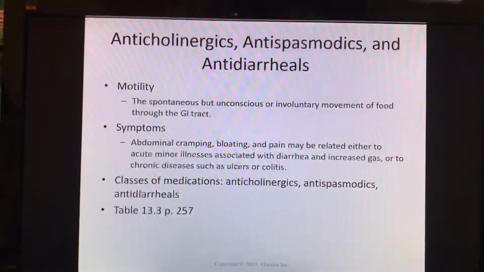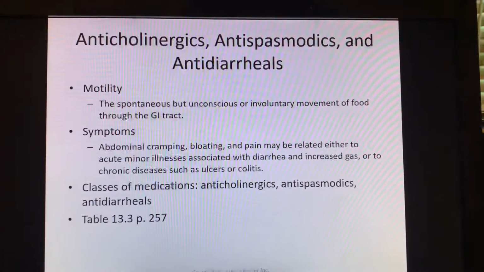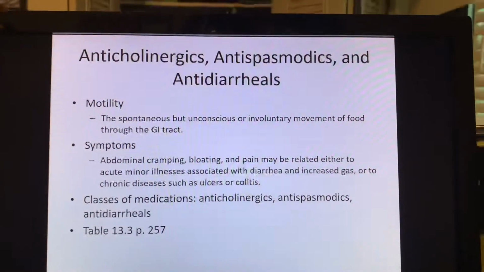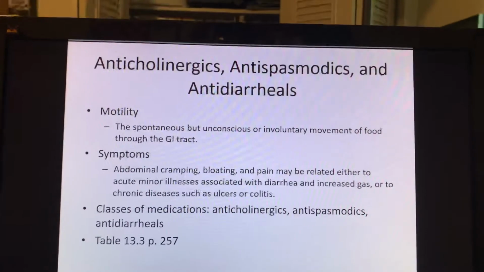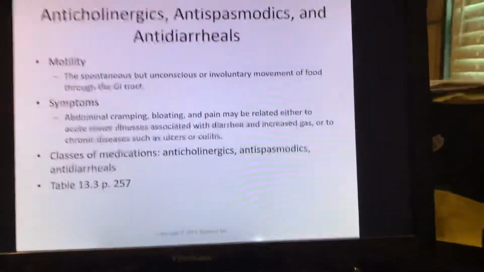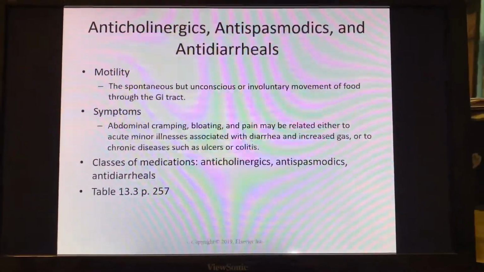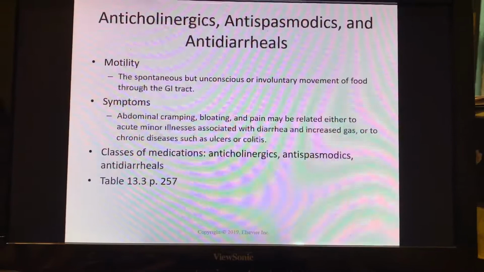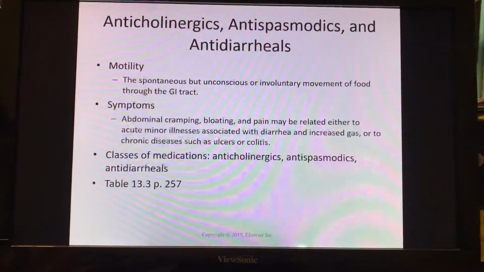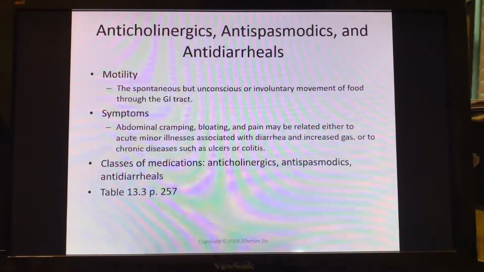So motility refers to the spontaneous but unconscious or involuntary movement of food through the GI tract. Luckily, we don't have to think about it. We just eat and our bodies do the rest. However, it can go too slow, it can go too fast. And when that happens, increased motility can lead to cramping, bloating, pain. And we can get that just from a minor gastritis, GI bug.